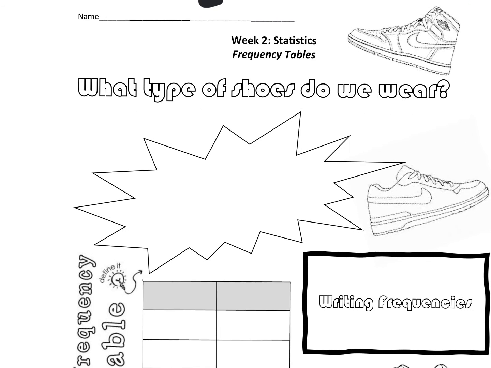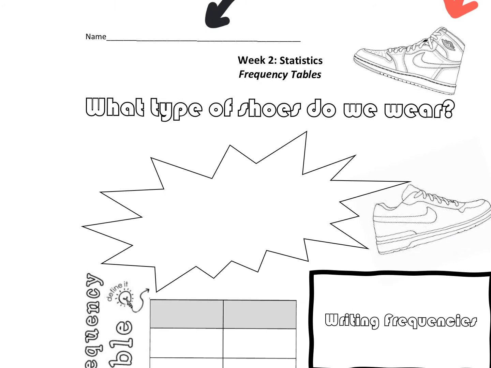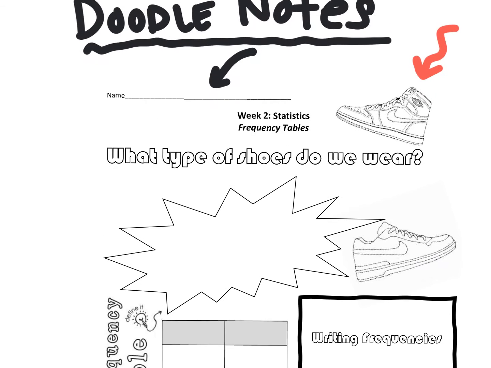Okay, so we're talking about what type of shoes we are wearing in this class. So again, don't forget these are doodle notes. In a few minutes, I'm going to have the teacher pause the video so you can color this in and color in our Nike shoe here. But before we do that, let's go ahead and talk about, well, what in the world is a frequency table? What does that mean when we say frequency table?